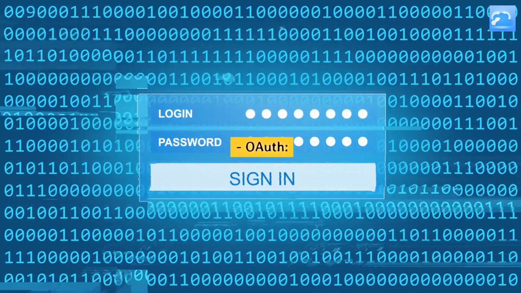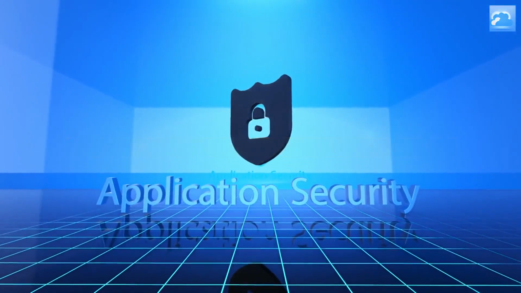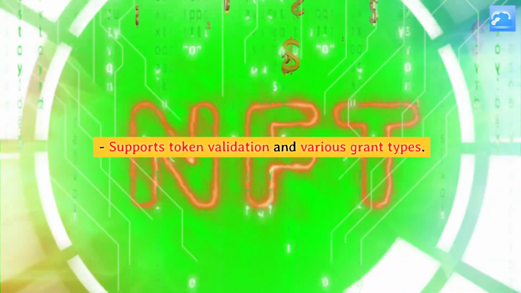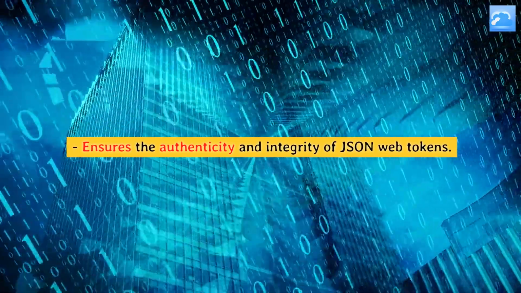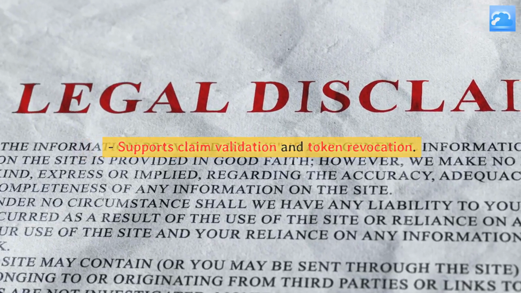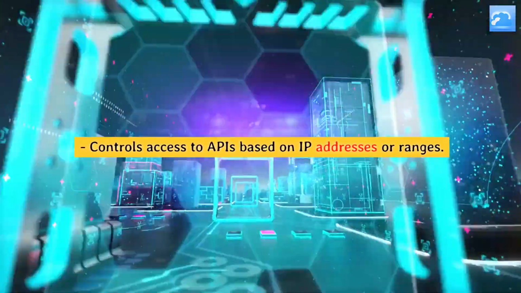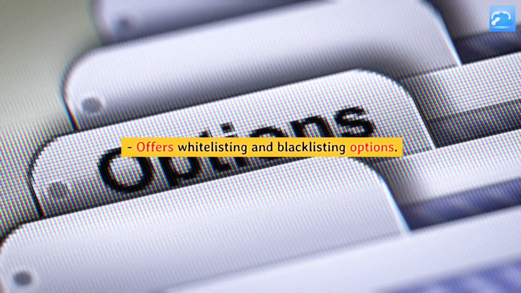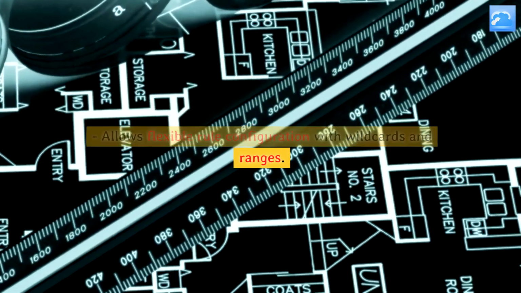Summary: OAuth provides secure authorization and delegation of API access, acts as an authorization server, supports token validation and various grant types. JWT validation ensures the authenticity and integrity of JSON Web Tokens, validates token signature and claims, supports claim validation and token revocation. IP filtering controls access to APIs based on IP addresses or ranges, offers whitelisting and blacklisting options, allows flexible rule configuration with wildcards and ranges.